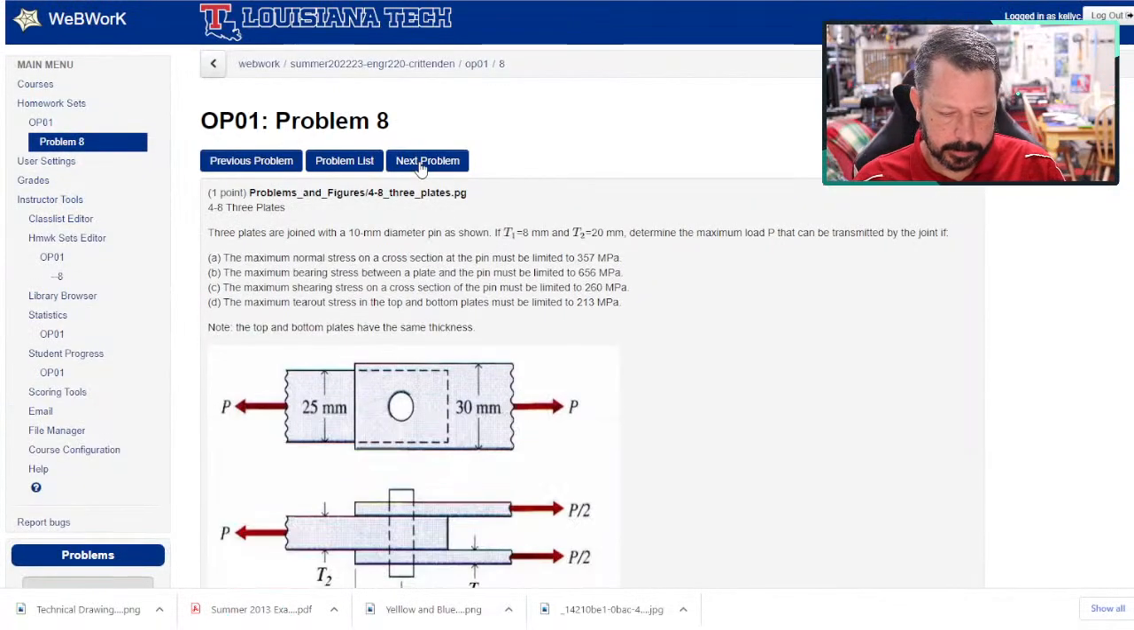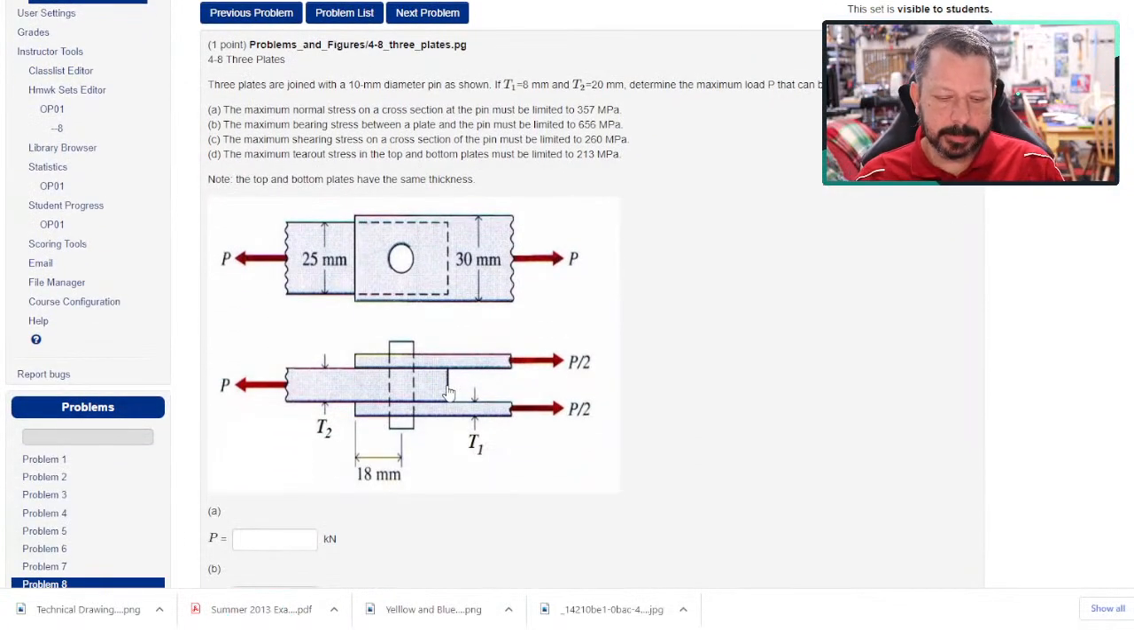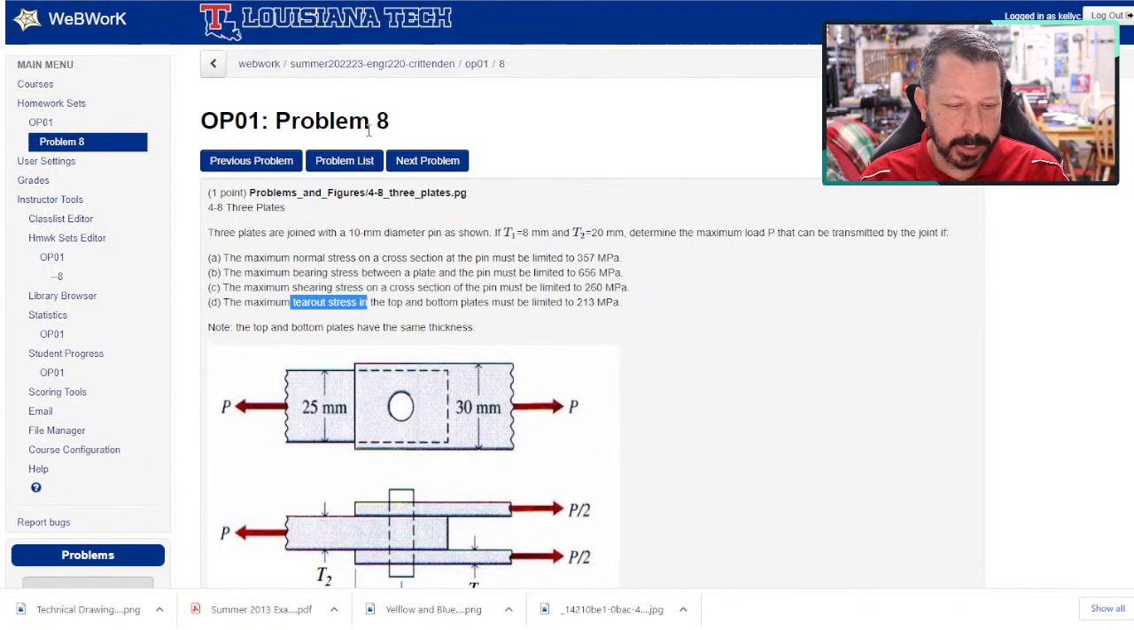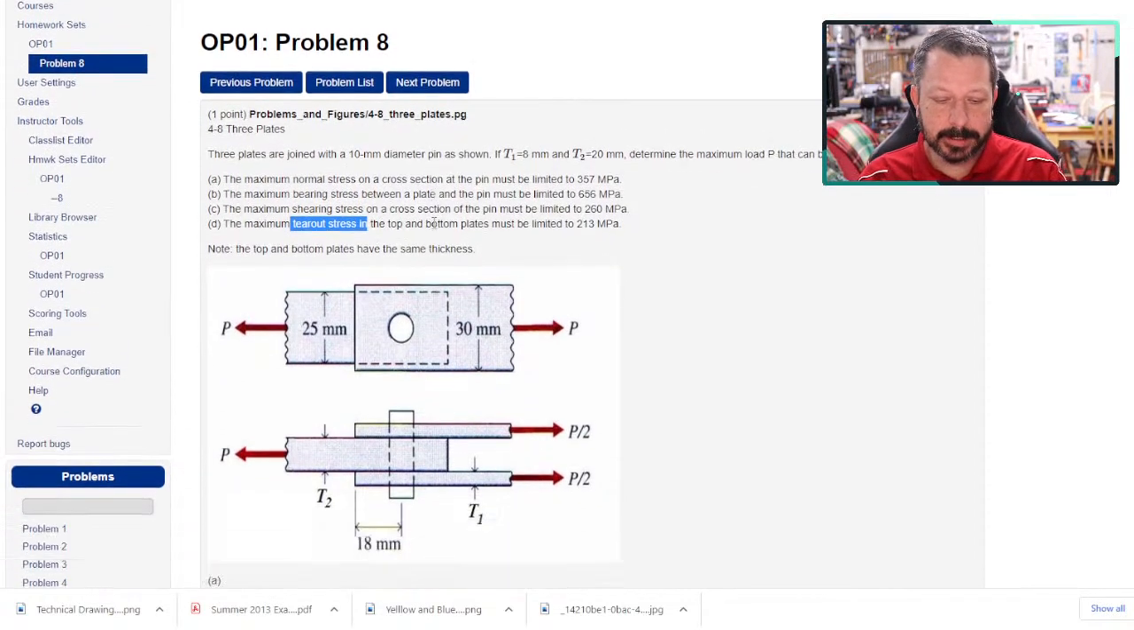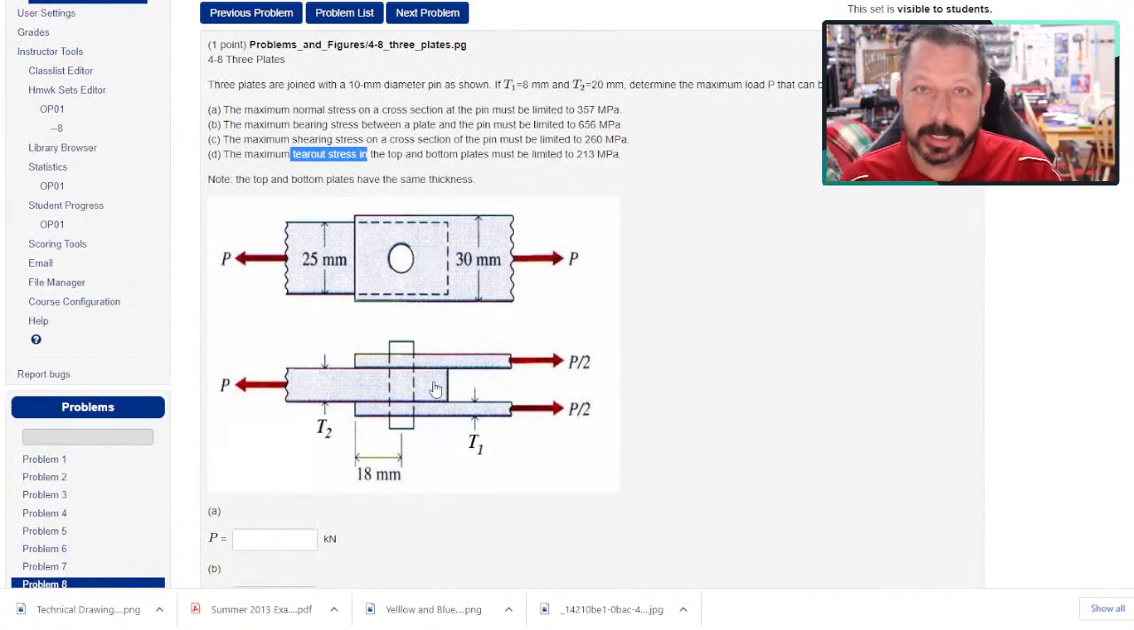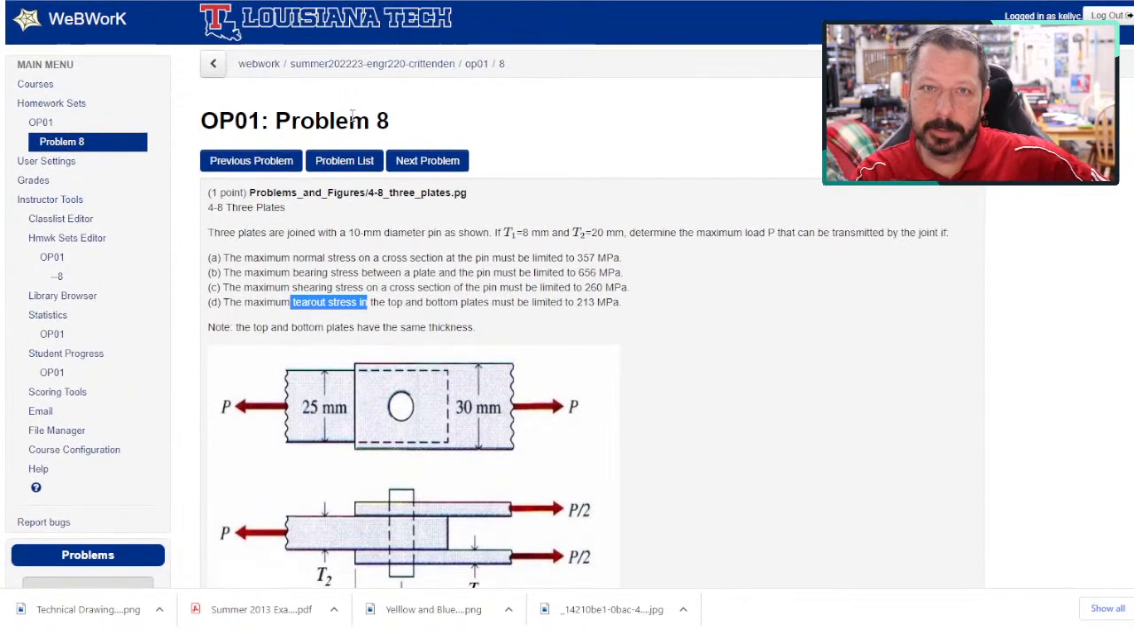This is basically the same type of problem, except this is all of them at once, right? You're doing a normal stress, a bearing stress, a shear stress, and a tear-out stress. This is actually a really good problem. This is optional 1, problem 8. This is a good one to practice all of them at once on. So if you haven't done a lot of practice other than the regular Webwork, this would be a good one to practice all of that first content on stresses. Optional 1, problem 8.